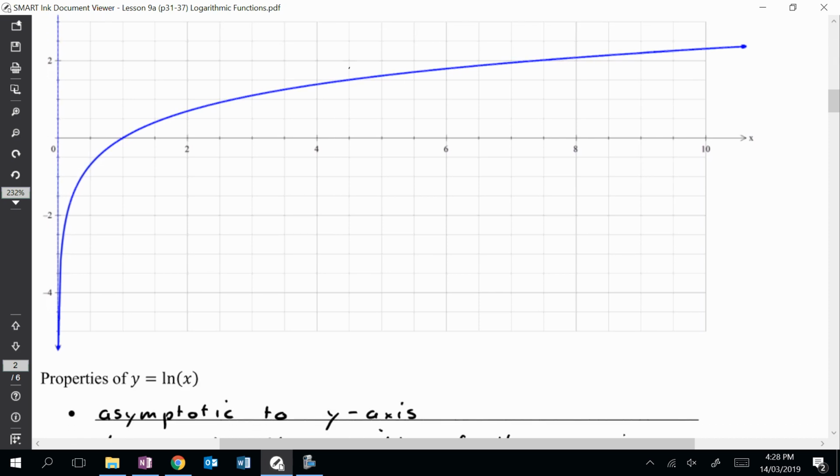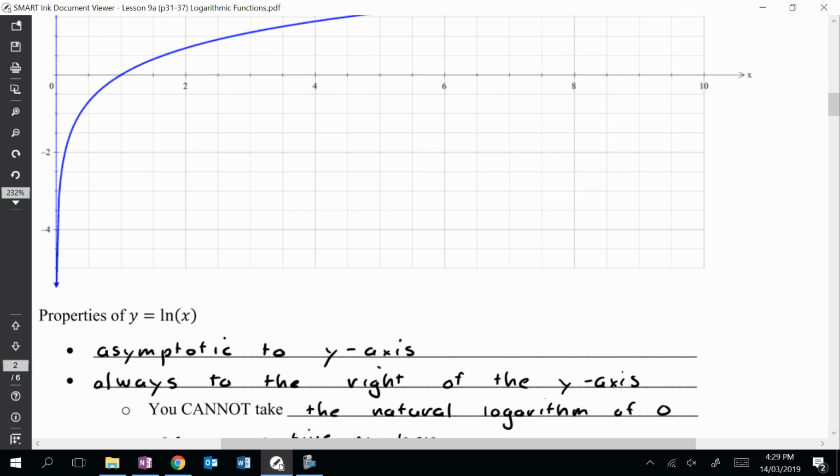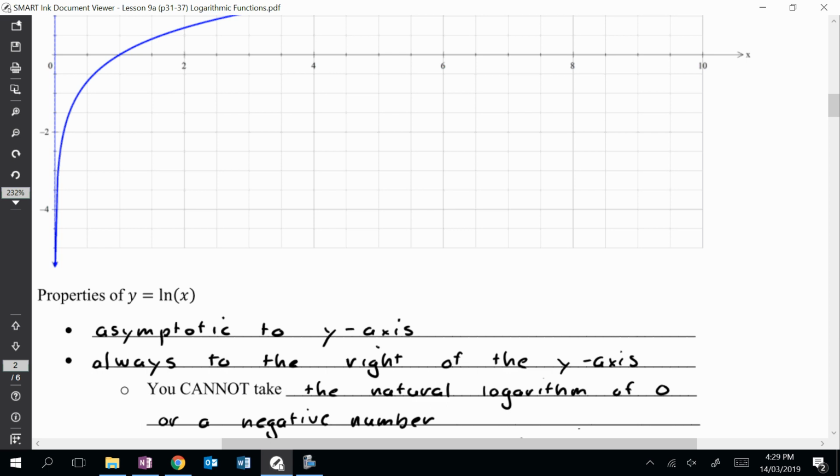And you'll notice that the graph only exists for all the positive values of x. So it doesn't exist at x equals 0, and it doesn't exist in the negative values either. So that means that we cannot take the natural log of 0. So the y-axis represents where x is 0, and the graph does not exist there. And we can't take the natural log of a negative number. So for any negative values of x, log of that value doesn't exist. So it's really important to remember we cannot take the natural log of 0 or a negative number. So ln of 0 is undefined.